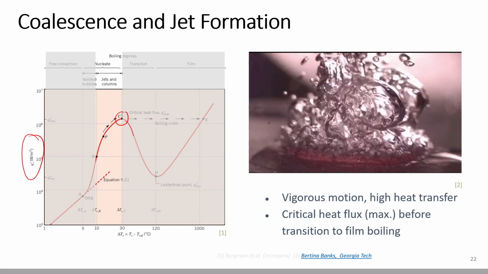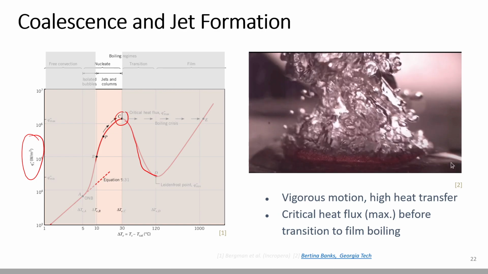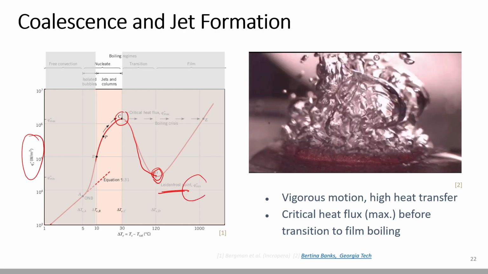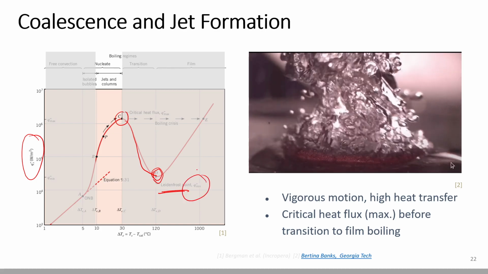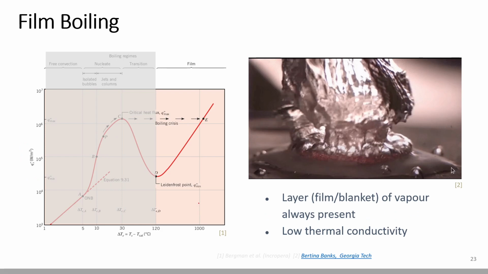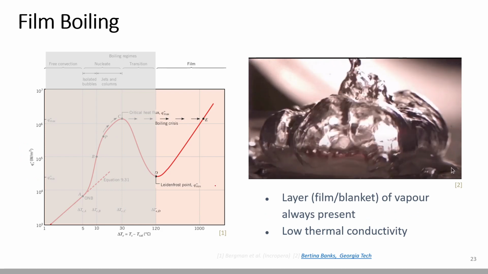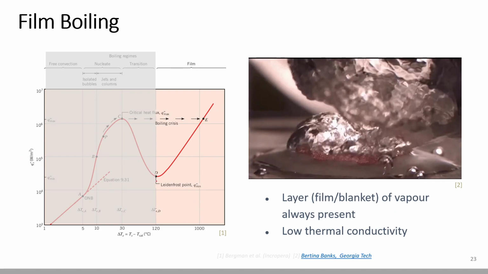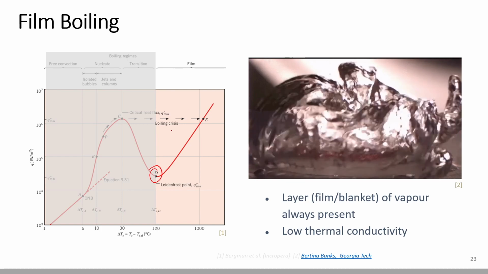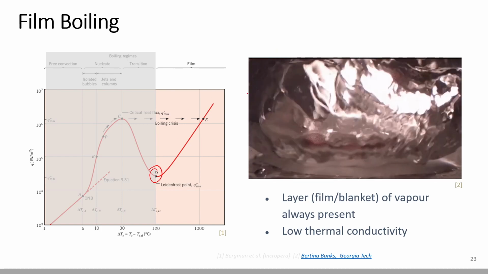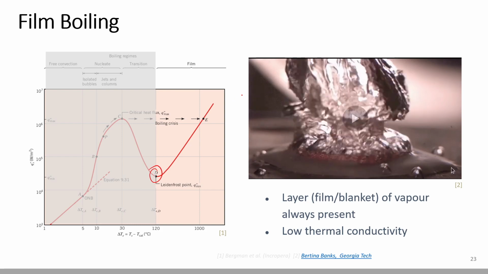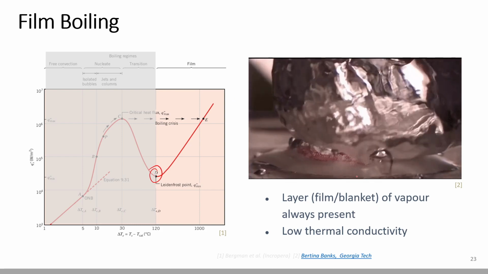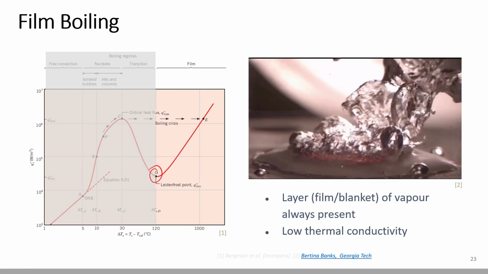This region is the transition regime, whereby we reach a minimum point, the Leidenfrost point, where the heat transfer rate q double dash is minimum in this boiling curve. The last part is film boiling, whereby if we keep on increasing the temperature beyond the Leidenfrost point, then the heat transfer rate will asymptotically keep on increasing. In this, a blanket of vapor will always be present over the surface.